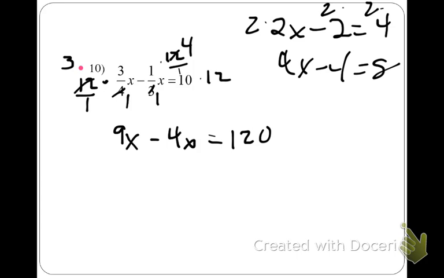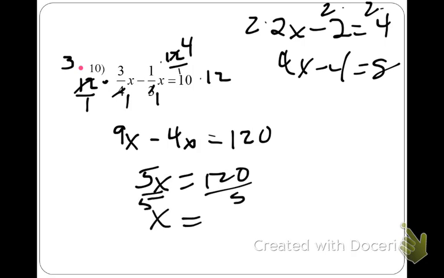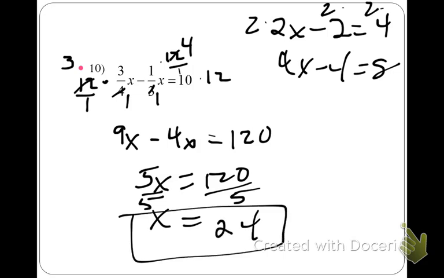So instead of converting your fractions into common denominators and combining them, we take that least common multiple and we multiply every term by it. And that's what happens. Does that make sense? And then we continue to solve. 9x minus 4x is 5x. Divide by 5, and you get 24. Make sense? We're going to give that a shot.